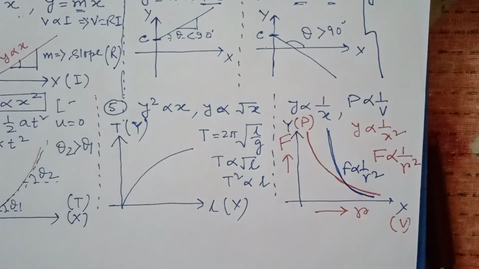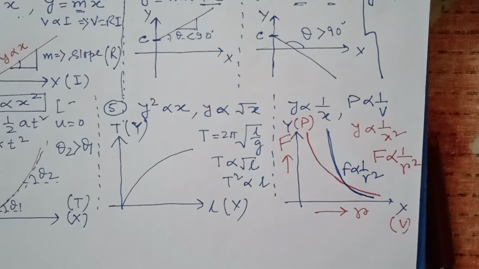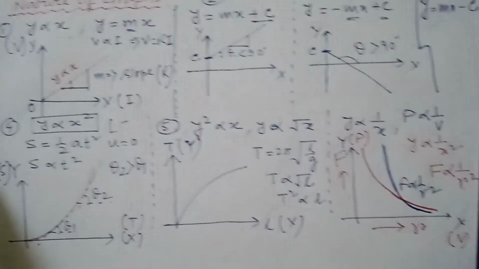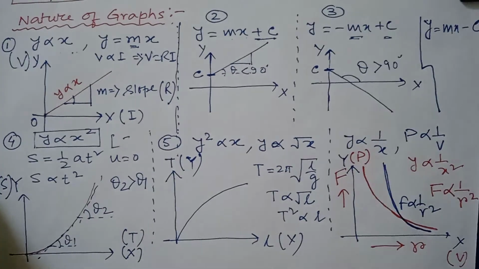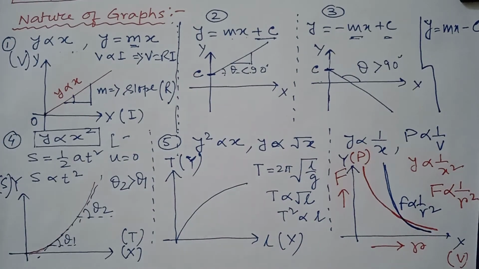So students, you can see there are several types of equations, and we have drawn the graphs according to the equations. Now we move to the kinematics real graph problems. Okay, first of all, copy the whole thing. Pause the video and copy all the graphs. Okay, next, students, next.